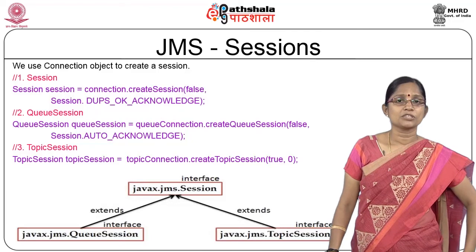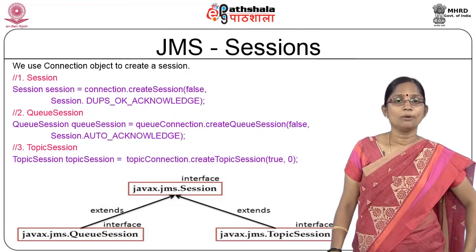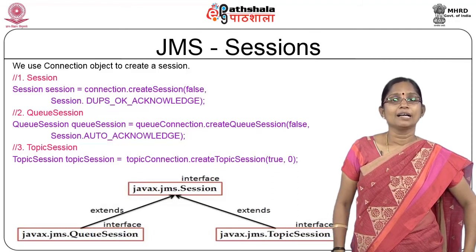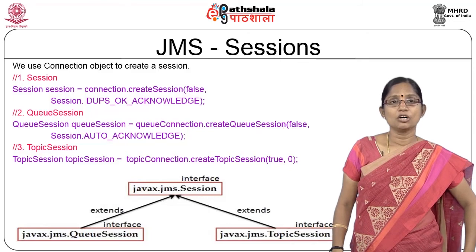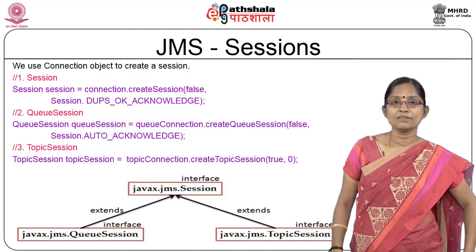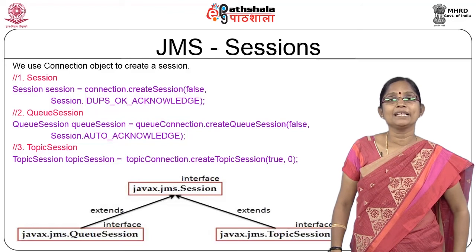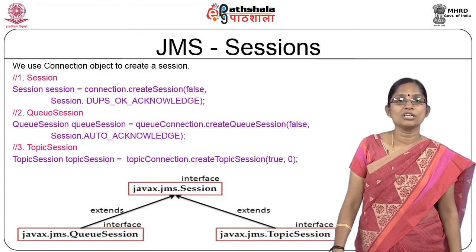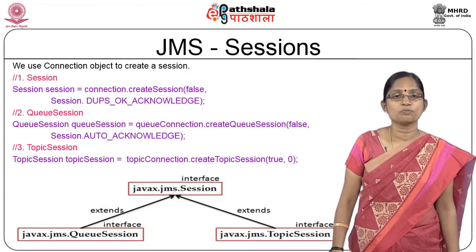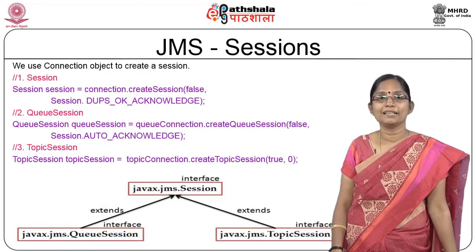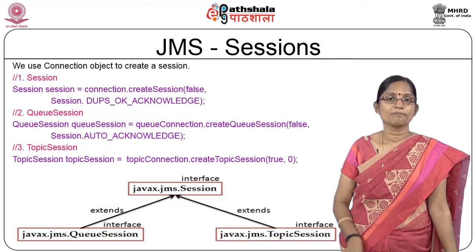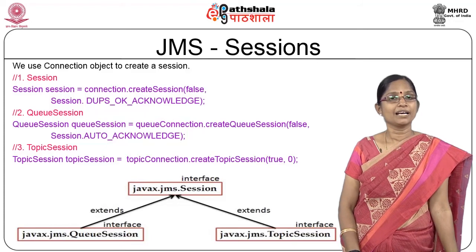So you can see queueConnection.createQueueSession, topicConnection.createTopicSession, and createSession. In the first one, createSession(false, Session.DUPS_OK_ACKNOWLEDGE). It says that the sending of acknowledgement while receiving the messages is very lazy. That is why we say DUPS_OK_ACKNOWLEDGE. Whereas in the second type we give Session.AUTO_ACKNOWLEDGE. Once a message has been received, it will send an acknowledgement automatically. That is what the second one does. Now the third one also says that the acknowledgement has to be sent. So this is how we create a session from a connection.